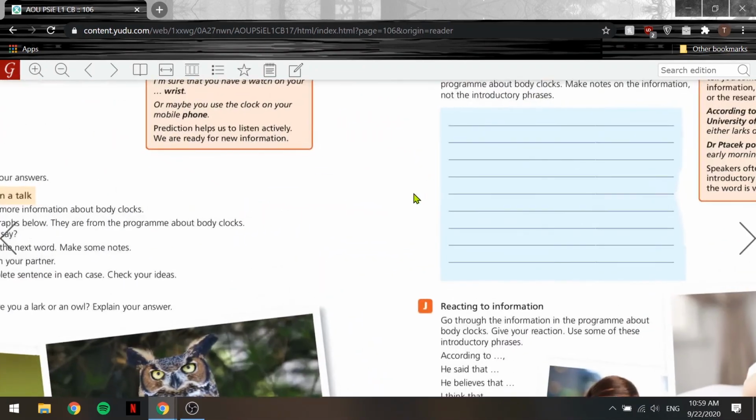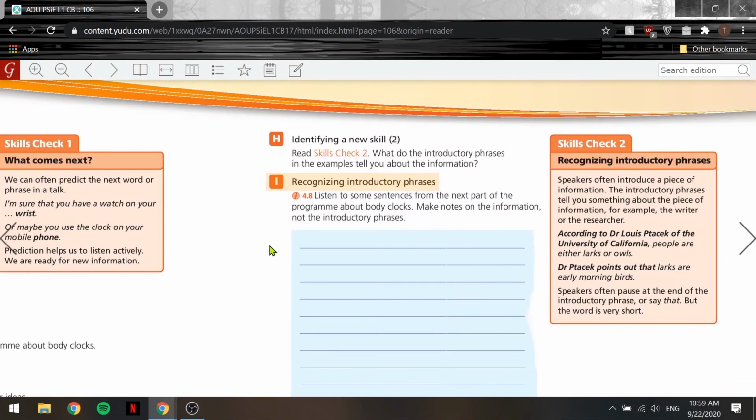Anyway, let's move on. Here we have exercise H. Read skills check 2. What do the introductory phrases in the examples tell you about the information? Okay, so before we answer this question, let's take a look at skills check 2. So recognizing introductory phrases. So speakers often introduce a piece of information. The introductory phrases tell you something about the piece of information. For example, the writer or the researcher. So take a look here.